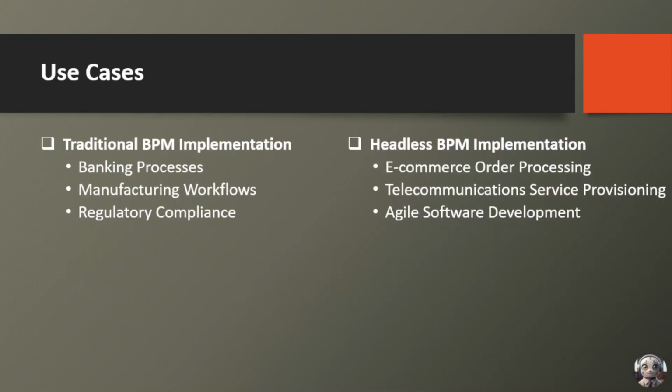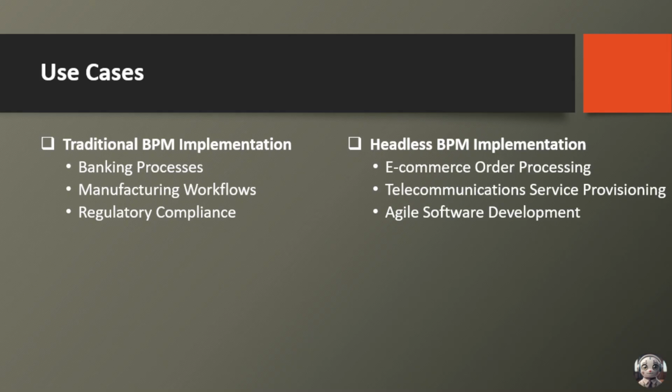When it comes to suitable use cases, traditional BPM implementations tend to be a good fit for scenarios like complex banking processes and financial operations that require robust controls and auditing. Manufacturing workflows with consistent, predefined process steps. Regulatory compliance processes that benefit from the centralized governance of traditional BPM.